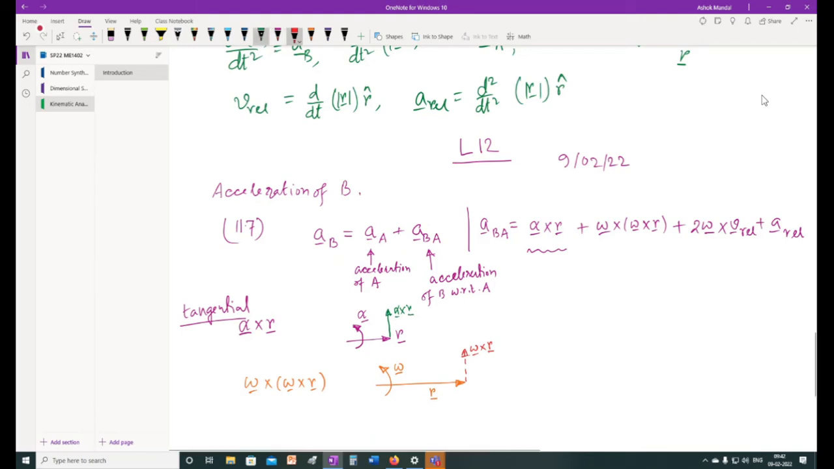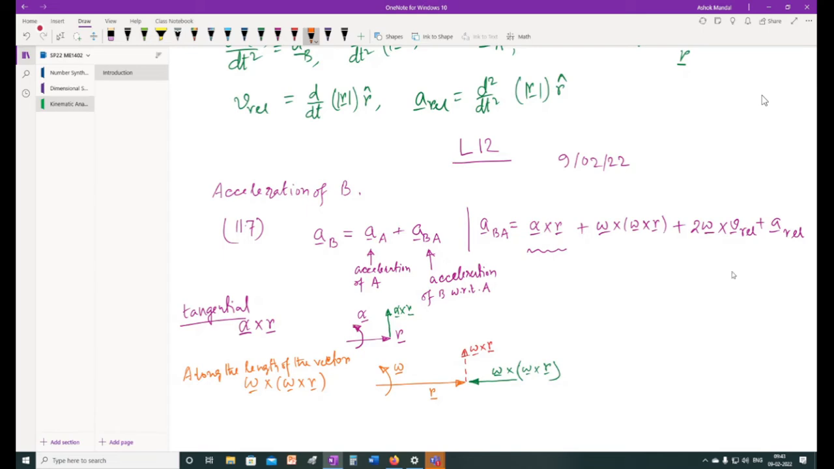All of you are getting it, whatever discussions we are making now. The direction of this is this. So this component is omega cross omega cross R, and very simply, the magnitude is omega square R, right? That component of acceleration is along the length of the vector or link. I'm writing here, along the vector.